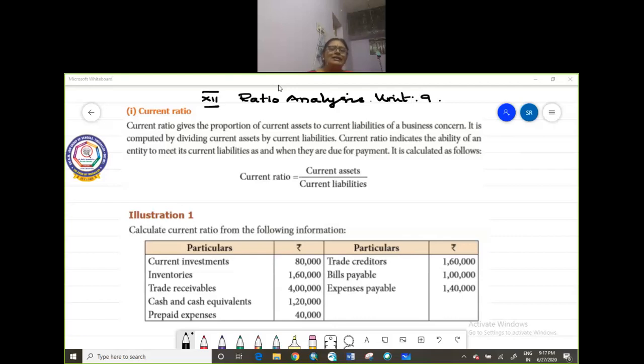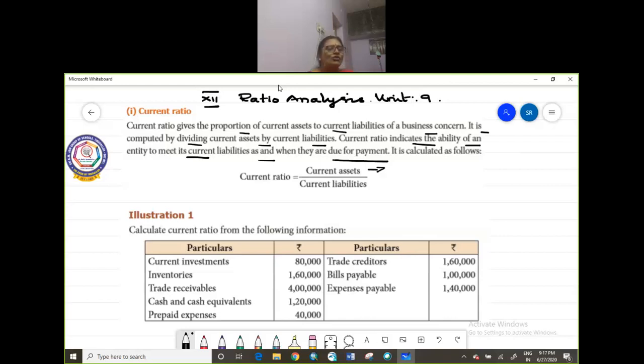Now, what is current ratio? Current ratio gives the proportion of the current assets to current liability of a business concern. It is calculated by dividing current assets by current liability. So, current ratio indicates the ability of an entity to meet its current liability as and when they are due for payment.